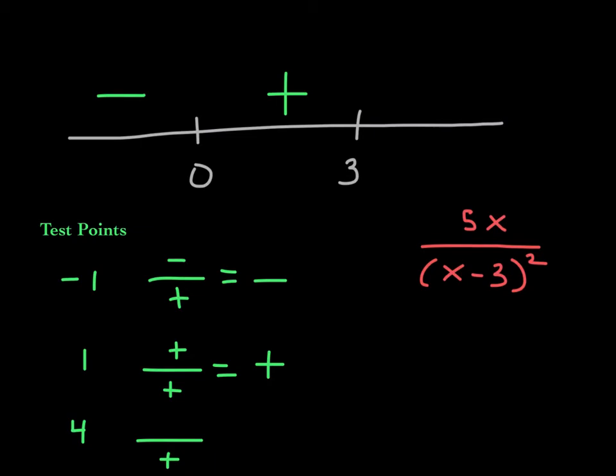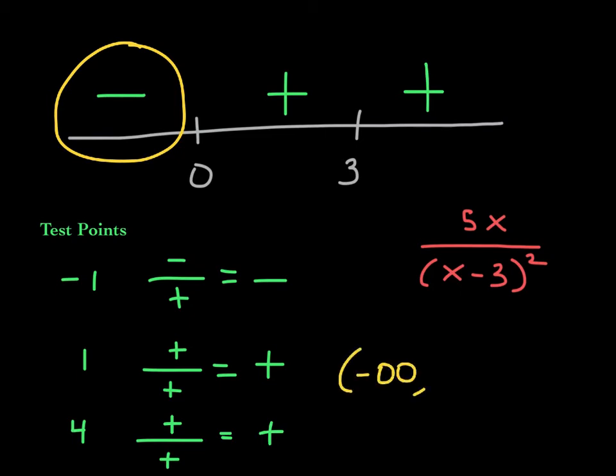Finally, when I plug in +4, I get a positive over a positive, which again is a positive. Now, let's not forget what it is we were looking for. We were looking for when is the graph below the x-axis. That is to say, when are your outputs, your function values, when is the graph negative? And so it's negative here in that interval only. So therefore, your final answer is from negative infinity all the way to 0.